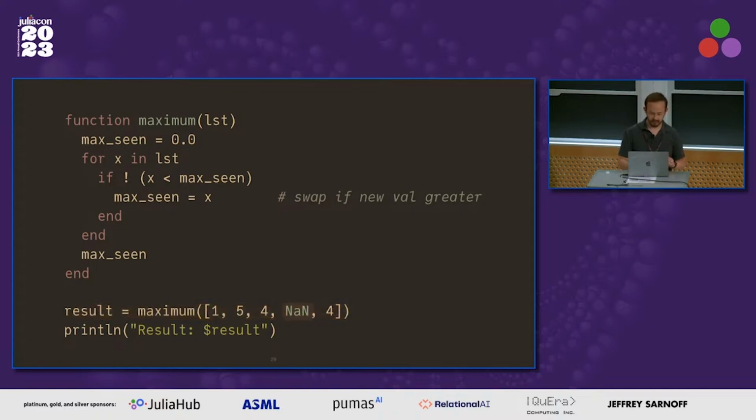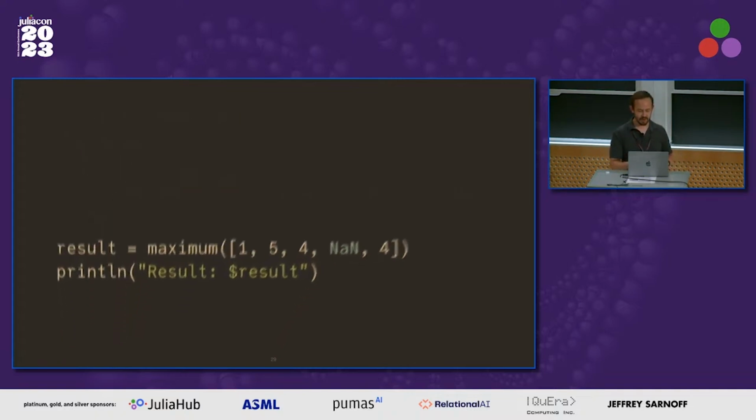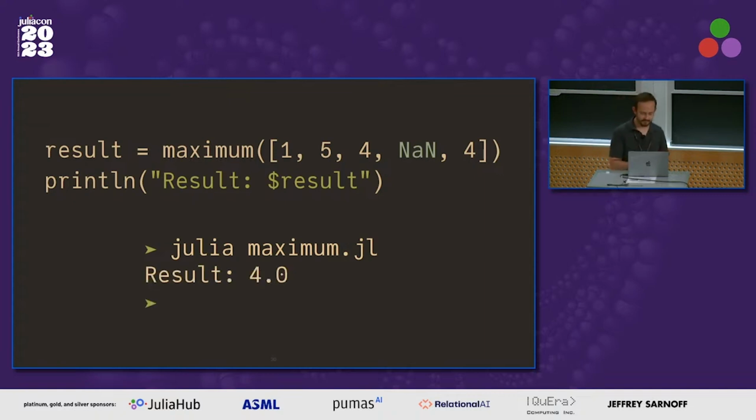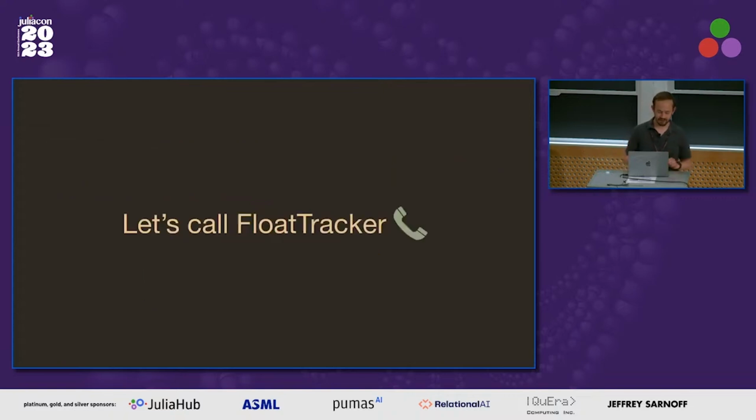Now, spoiler alert, this NaN in our input list is going to make life interesting. So let's see what happens. Let's go ahead and run this code, and just for sanity's sake, what are we expecting? That's right, it's the number 5. Let's go ahead and fire this off. What? Wait, that's not the maximum value of the list. What happened? Well, we could go back and try and figure this out manually the way we're used to, but let's call float tracker and ask for some help.